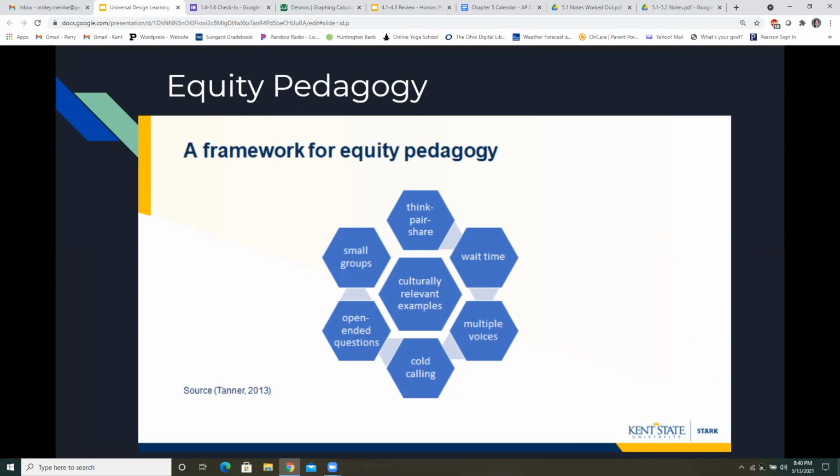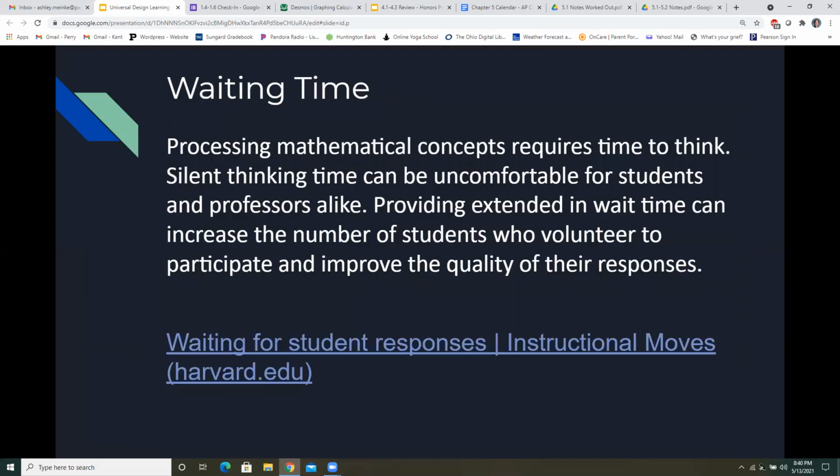And then there's this technique called wait time, which we are going to look at a little bit more in depth, and the idea of multiple voices. So let's take a look at wait time. Wait time: processing mathematical concepts requires time to think. We know that. Silent thinking can be very uncomfortable for students and professors alike, right? You ask a question and there's dead silence, and then you begin to think, oh, did I get through to them? What's going on? But unknown to us, some students could be thinking.